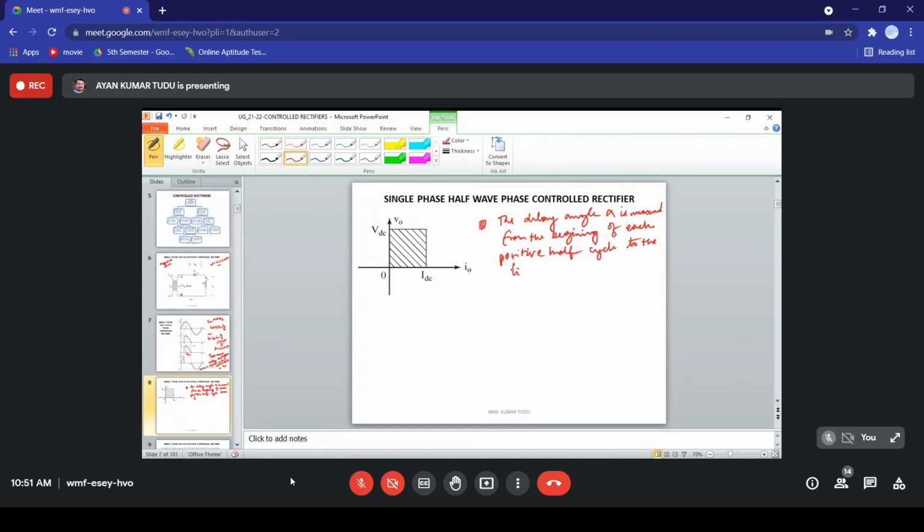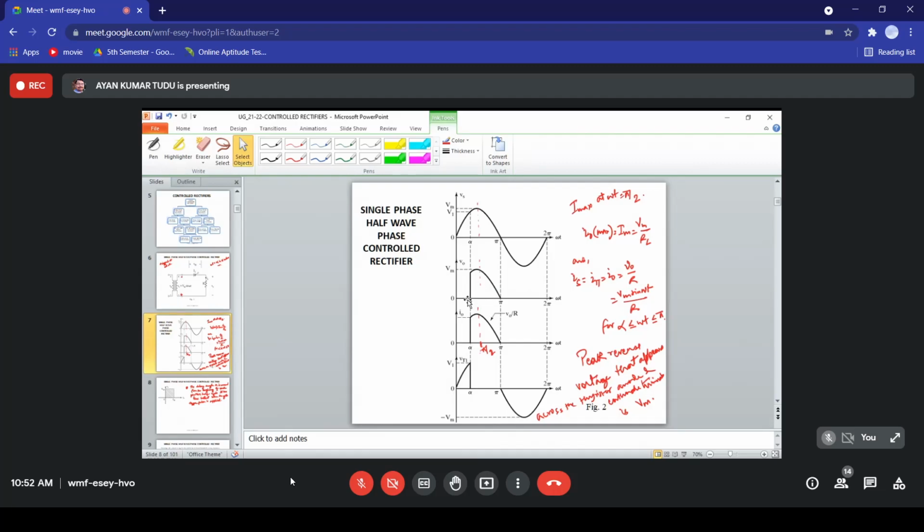to the time instant when the gate trigger pulse is applied. So delay angle alpha is measured from the beginning of each positive cycle to the time instant when the gate trigger pulse is applied. The thyristor conduction angle is from alpha to pi.